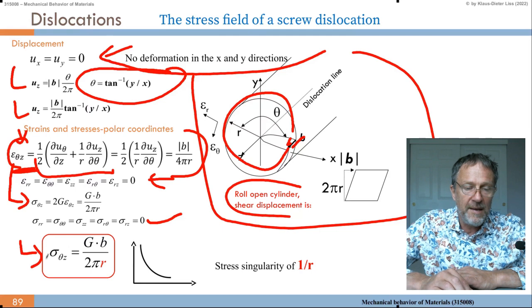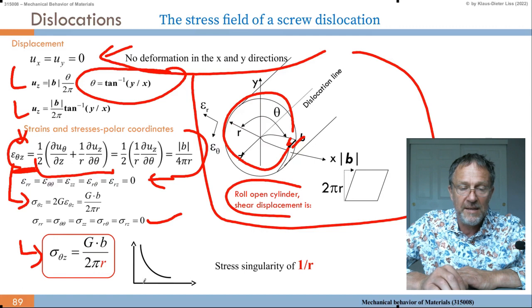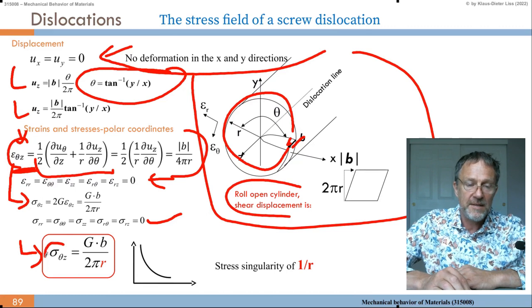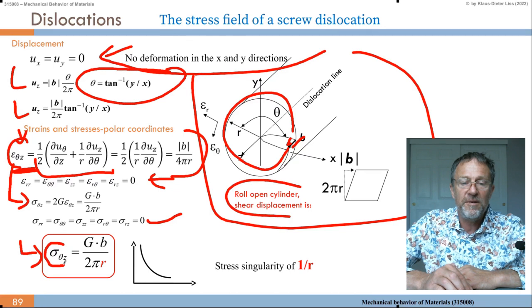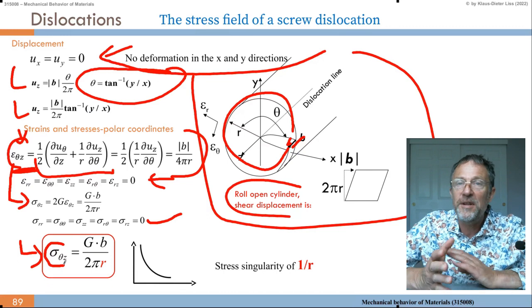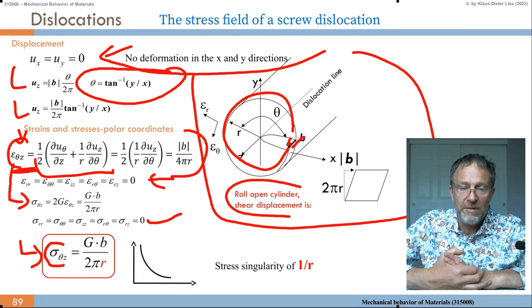I put it here again, sigma theta z equals G times b over 2 pi r. And I put the r red because if we look at this as a function of r, we see a singularity at r equals 0. If r becomes 0, then we have a singularity. This stress would become infinity, and this is against physical understanding. So we don't have infinite stress, of course, when we go to 0.